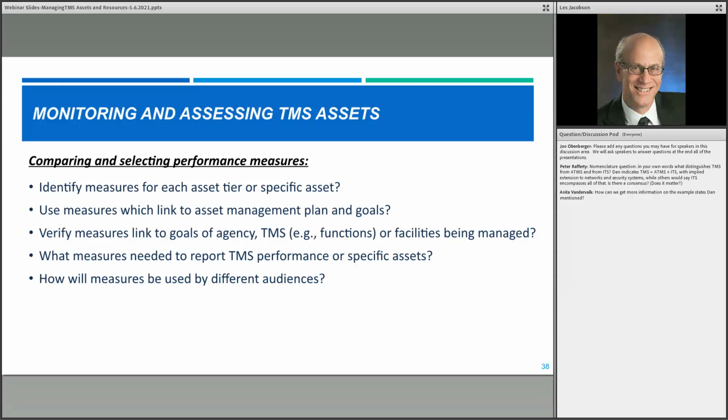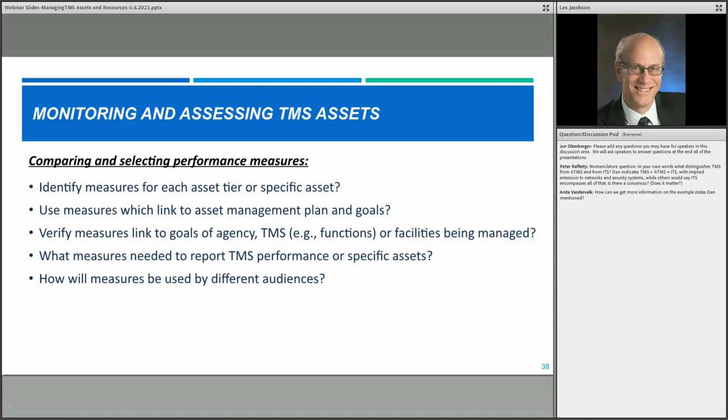And then we've talked about performance measures. It's really important to think about that for each asset class and each asset tier. So what are the measures that you're going to use because they're a tier 1 asset? There's probably some overlay between the tier of the asset and what the specific asset is. So a traffic signal may be a tier 1 asset, but another tier 1 asset like your central system, you're probably going to have some measures that are different and some measures that are similar.